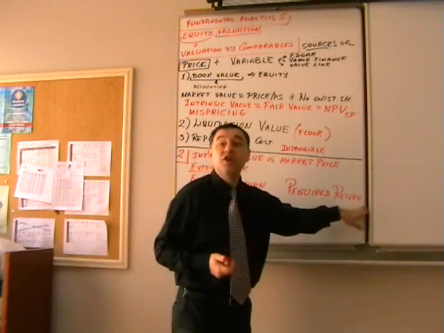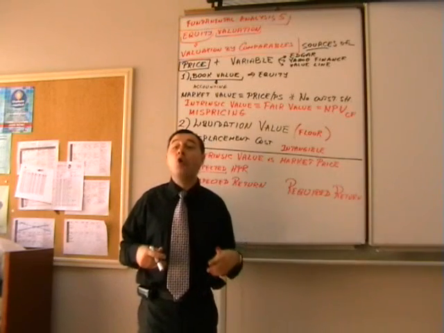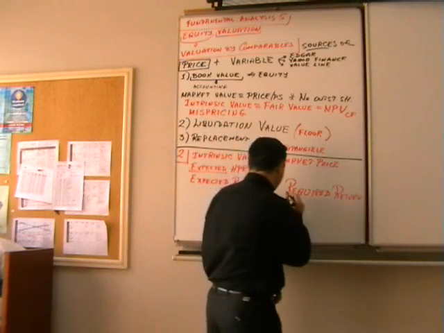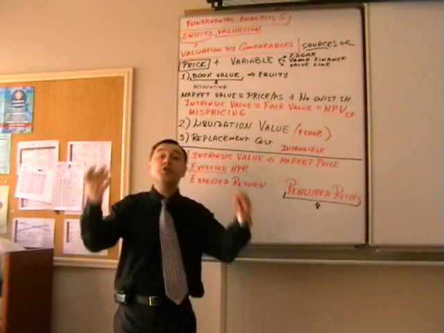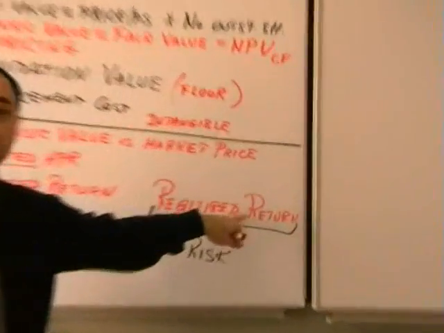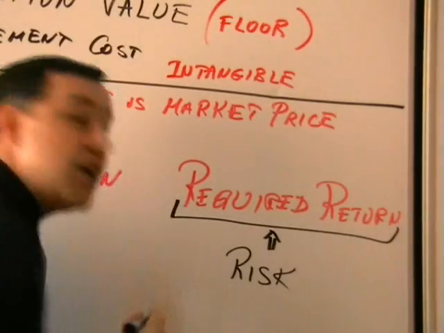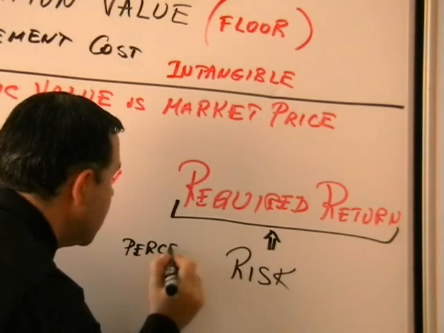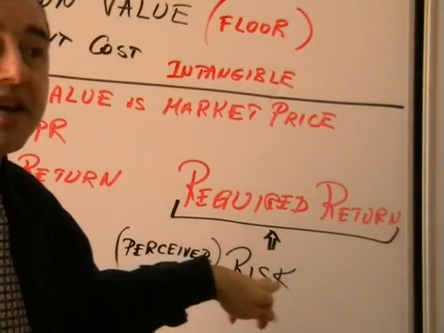Now, what about required return? Required return is what you would like to get, or want to get, for putting your money at risk. So, required return will be affected by what do you want for the given risk. Required return is dependent on the risk, and sometimes they write it in some other books, not in this one, as what they call perceived risk. In other words, what the investors think today is the risk.